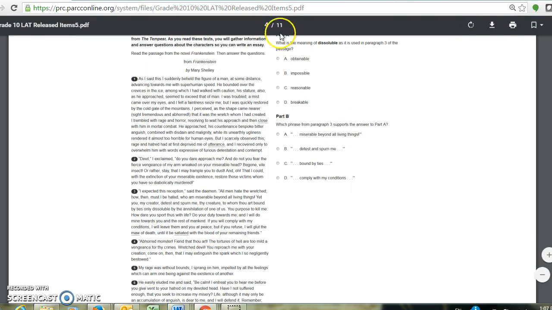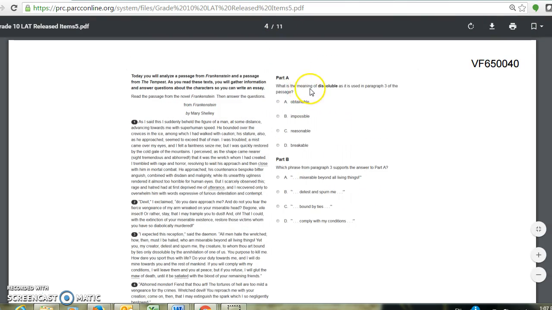So if you'll remember the Part A, Part B questions, the rule is you have to get Part A correct in order to get any points for this type of question. So your Part A answer is very important because you can get Part A correct and Part B correct. Part B supports your Part A answer. You can get both correct and get 2 points. You can get Part A correct and get 1 point, Part B wrong. So Part A right, Part B wrong, 1 point.